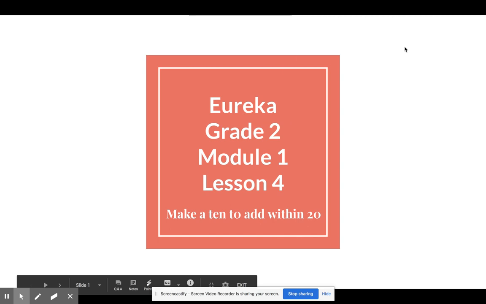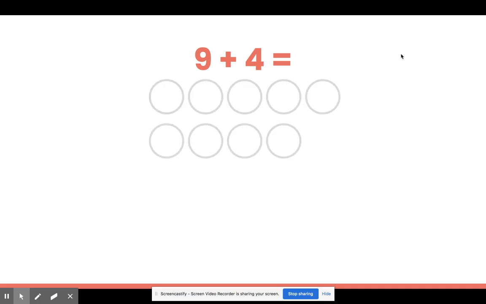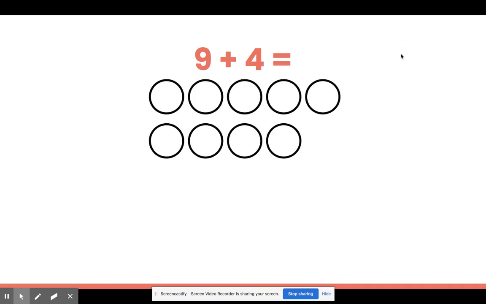Today is Module 1, Lesson 4, Make a 10 to add within 20. Let's look at this number sentence, 9 plus 4. I'm going to solve this by drawing circles and X's. Let's begin by drawing 9 circles. 9's the first part of our number sentence.